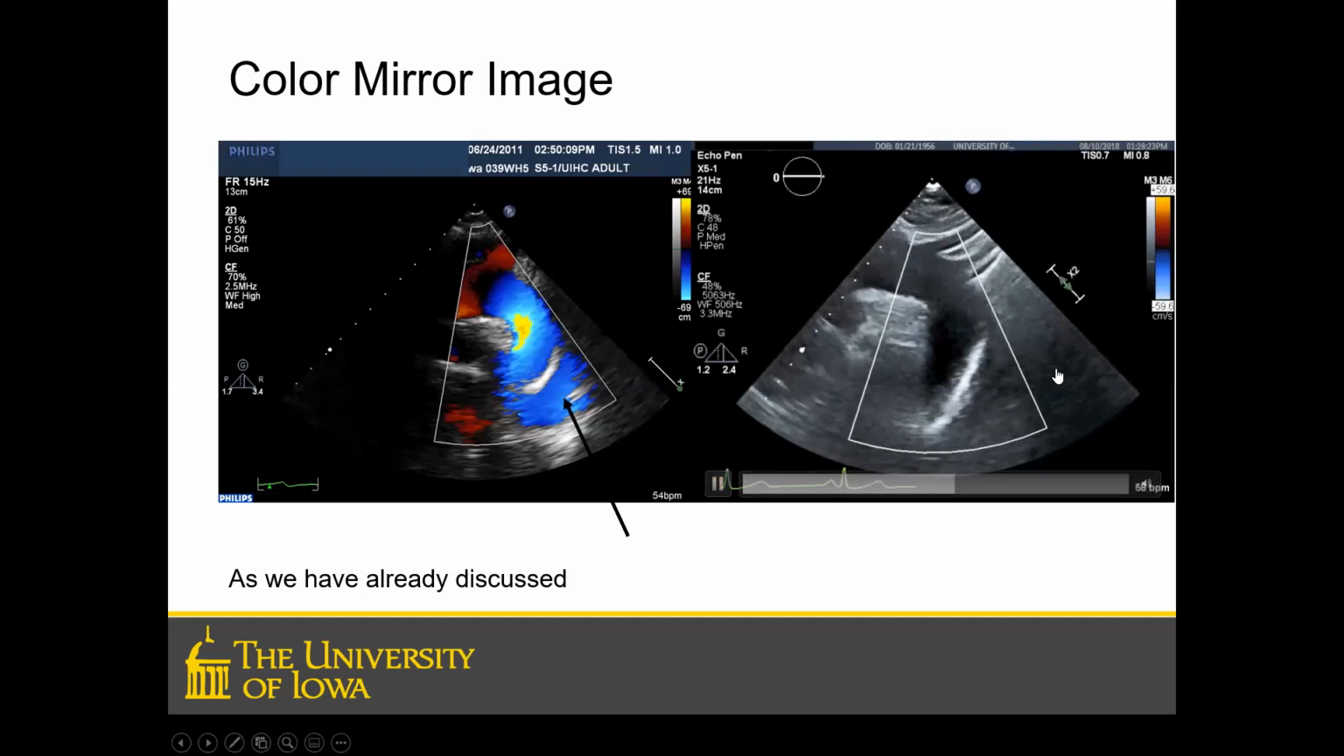So here's an example where we have reduced the aliasing in this one, but you can still see that there's a little bit of a mirror image. This mirror image happens from what we've already discussed. The sound is bouncing within that aorta and going back. So we have a mirror here.